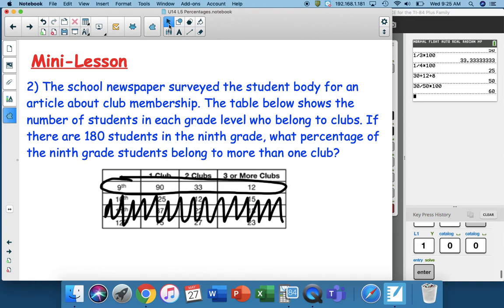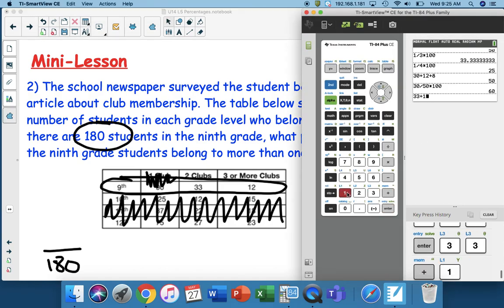Now they gave us the total already, which is great. Sometimes they don't do that. They said 180 students in 9th grade. So now we go back to the table. There's 90 kids in one club, but we don't want that. We want more than one club. 33 plus 12. What is 33 plus 12? That's 45. So 45 out of 180 students belong to more than one club.